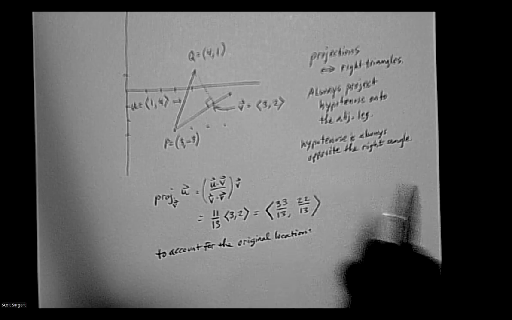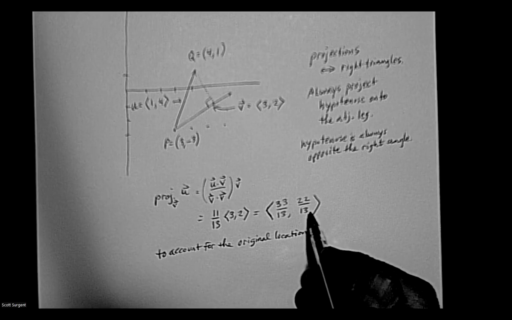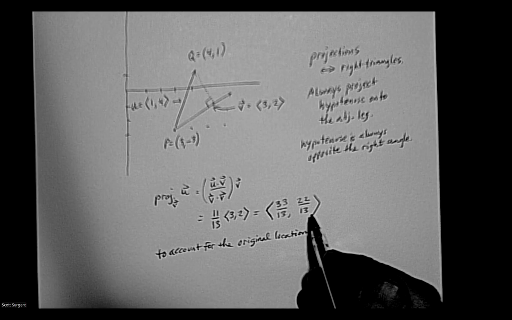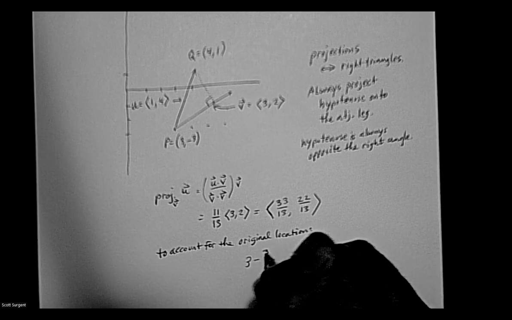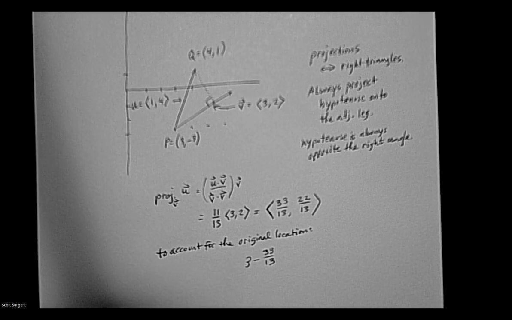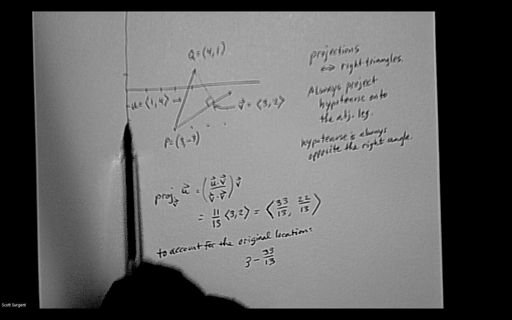I'm going to subtract it off from what you see here. Actually, I want to take that 3 minus. Give me a second here. If I do 3 minus 33 thirteenths, I don't think that's right. I thought we added point P to the projection that we just did. Yeah, that makes a lot more sense, because I was having a little doubt. I was saying subtraction, and I was thinking that doesn't seem right. Yeah, so we're adding.